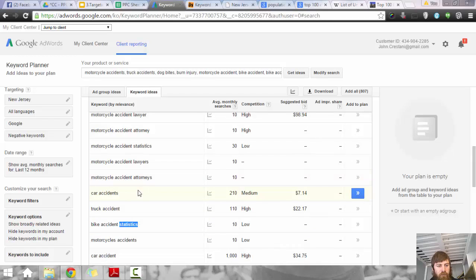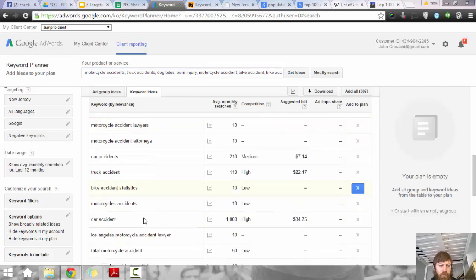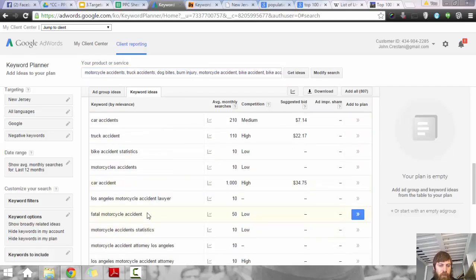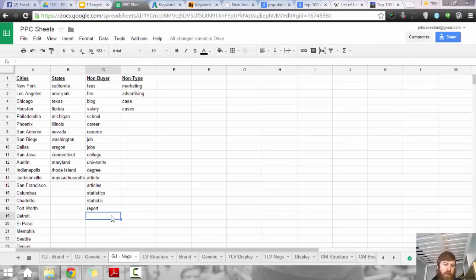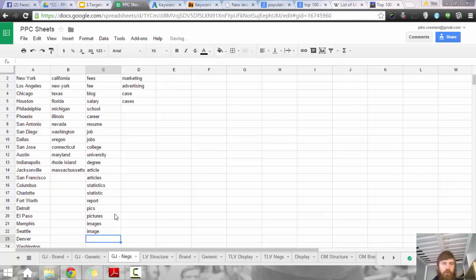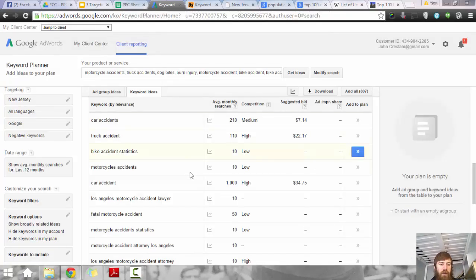We want truck accident up here. We did. Fatal motorcycle accident. Another thing we'll do is put something like pics, pictures, images, image, etc.